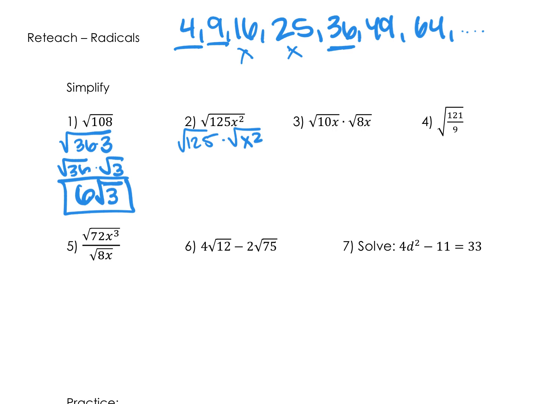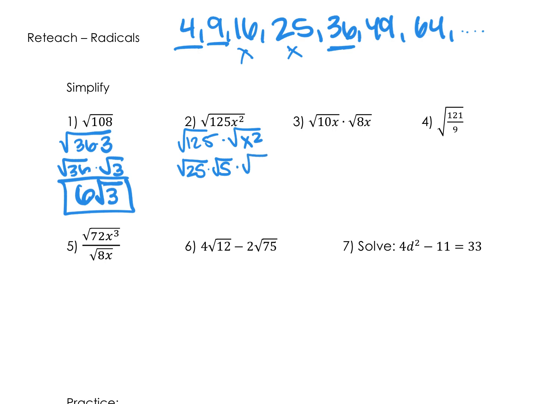You might be thinking 25 sounds like a good option, so let's do 125 divided by 25, and that gives us 5. 5 is a pretty small number, so that's definitely our biggest perfect square. So we're going to split 125 up into square root of 25 times the square root of 5, because 5 times 25 gives you 125.